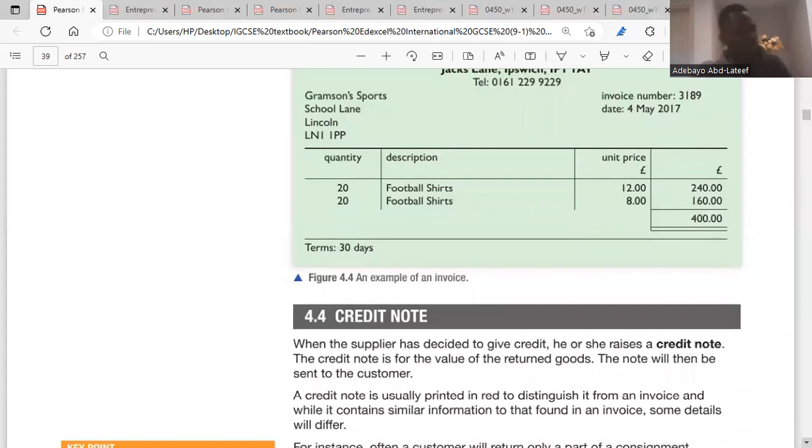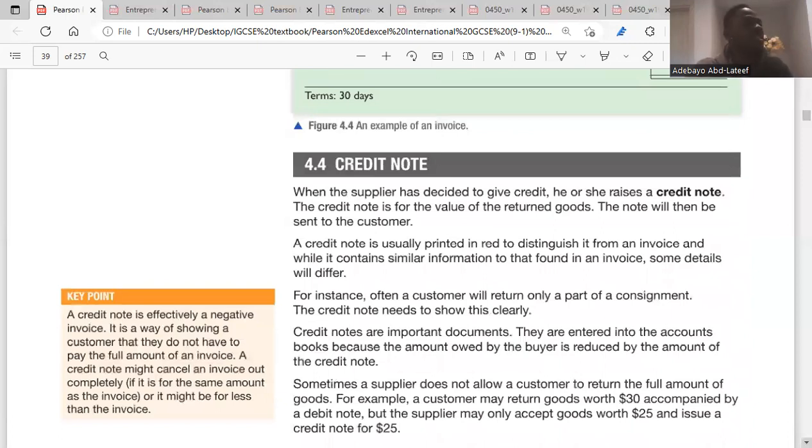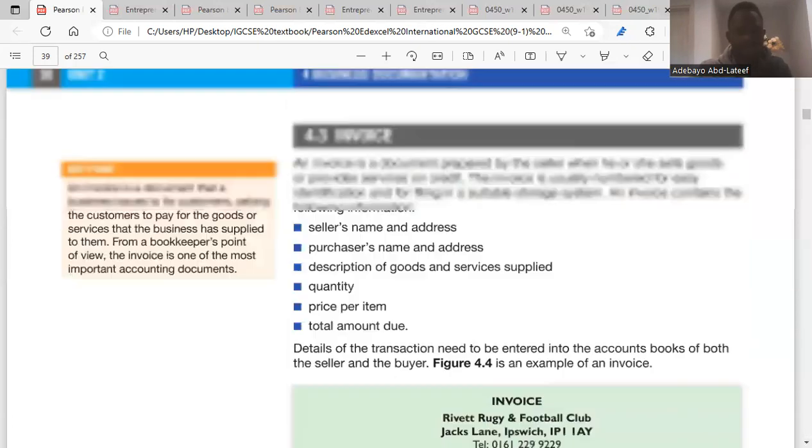Then we go to the credit note. So what makes up a credit note? For a credit note, it means the supplier has accepted that a certain amount of money will be deducted. What about invoice? We just did invoice now. You want me to go back there? Yeah. Okay.